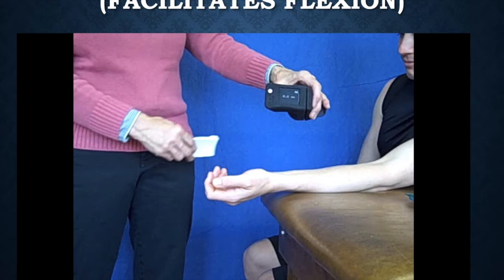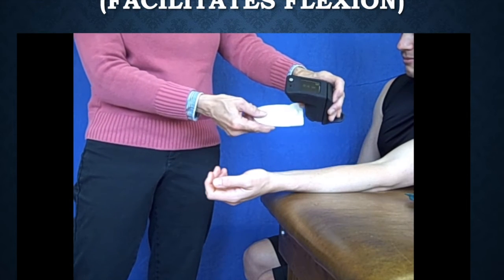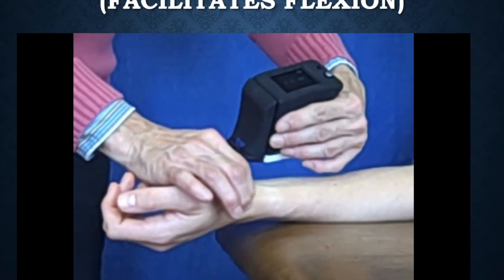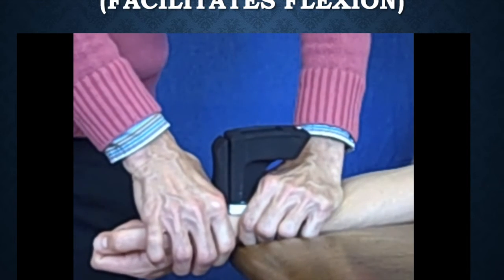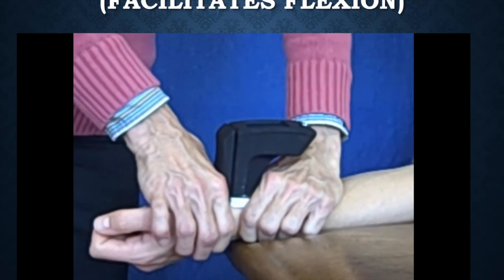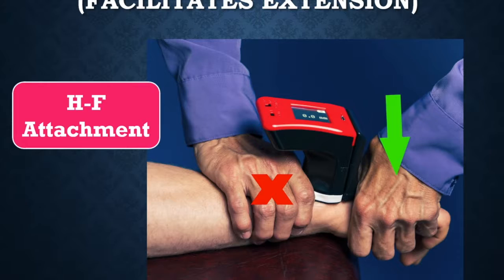Here's a video of that technique to see the attachment donned onto the device, positioned at the joint line, stabilized proximal, and then mobilized distal. Here you see the same situation with the HF attachment, but now for a volar glide. In this case, the hand is in pronation, so the clinician is pushing down. Again, as I said, pushing is always easier than pulling.